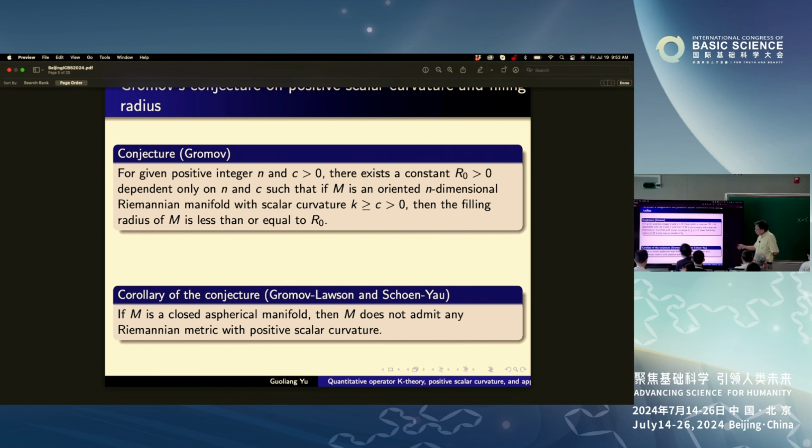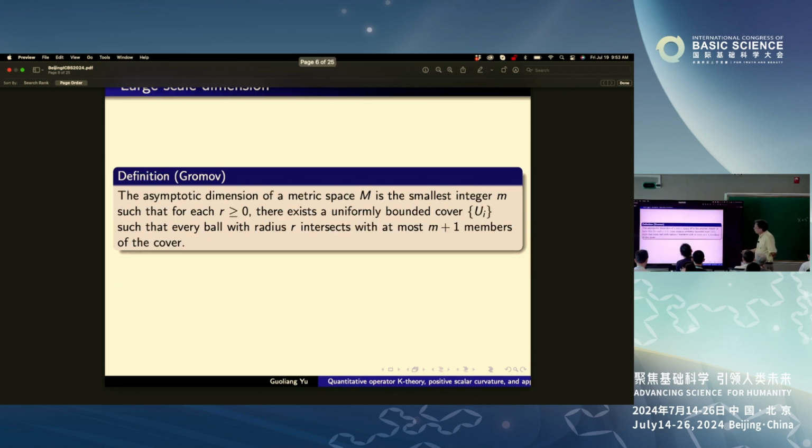We are not able to solve this conjecture, but instead we proved a large scale version of that. I'm going to tell you what we are able to prove, then outline the strategy of proof. Instead of the usual classical dimension of the manifold, I'm going to replace it by the so-called asymptotic dimension. If we make this change, then we are able to prove the conjecture of Gromov.